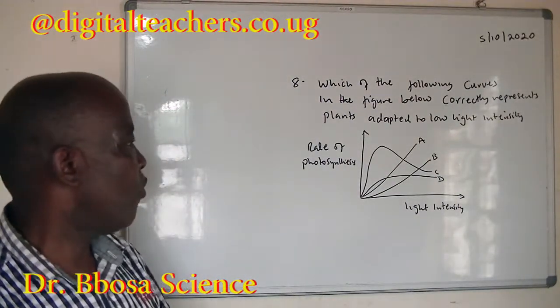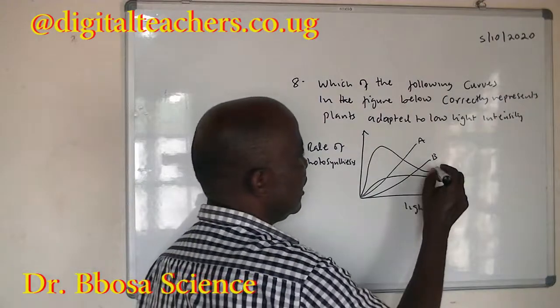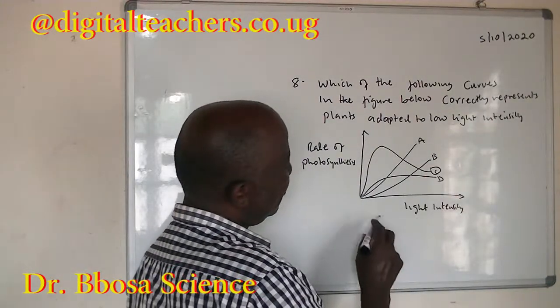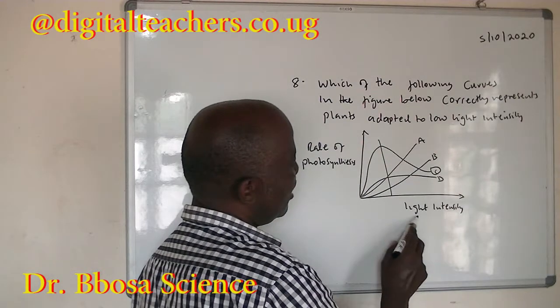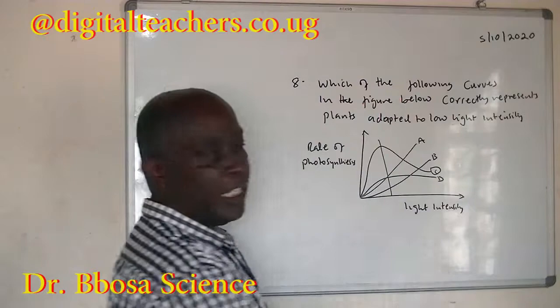Number 8. Which of the following curves in the figure below correctly represents a plant adapted to low light intensity? Of course, the answer is C. Because there is very high turnover, the rate of photosynthesis is higher at low light intensity in C than in any other plant.